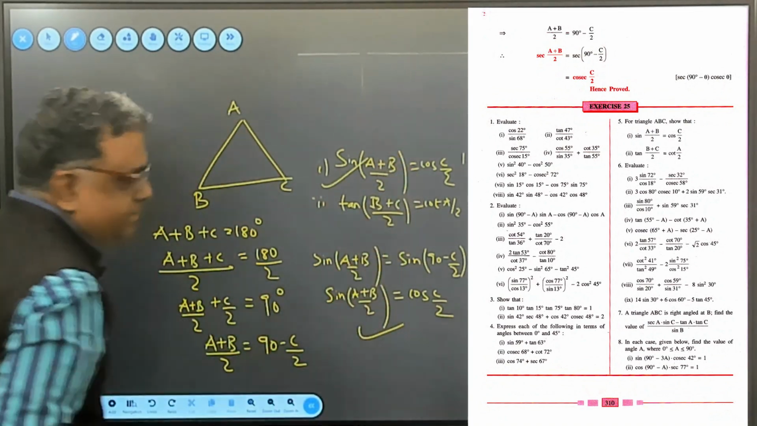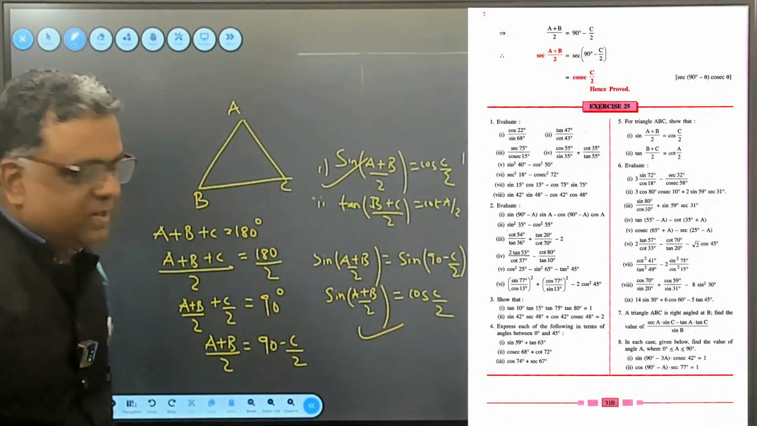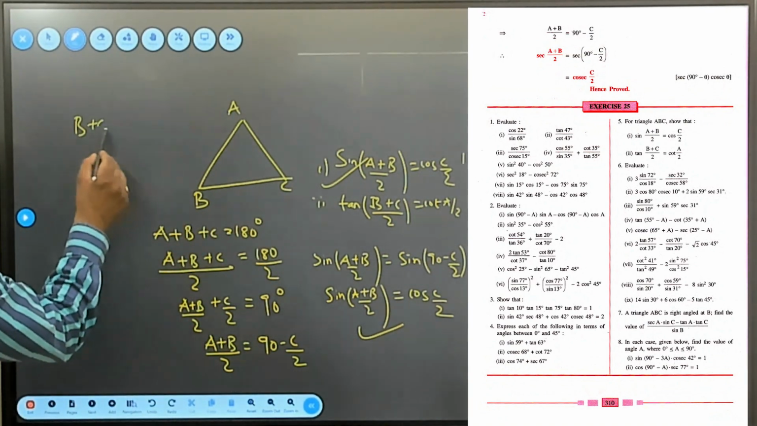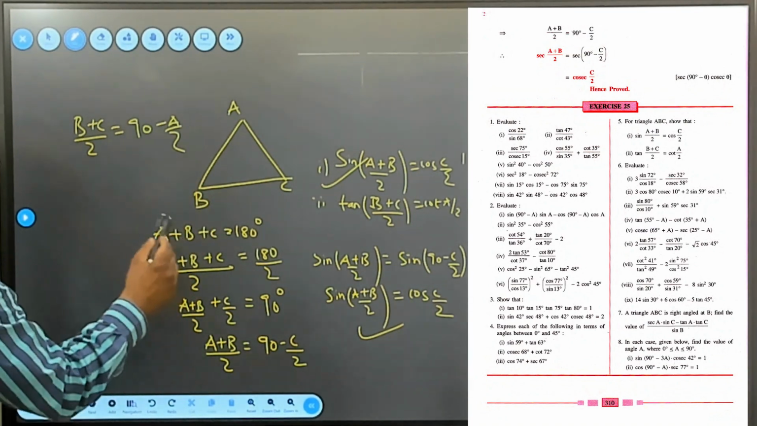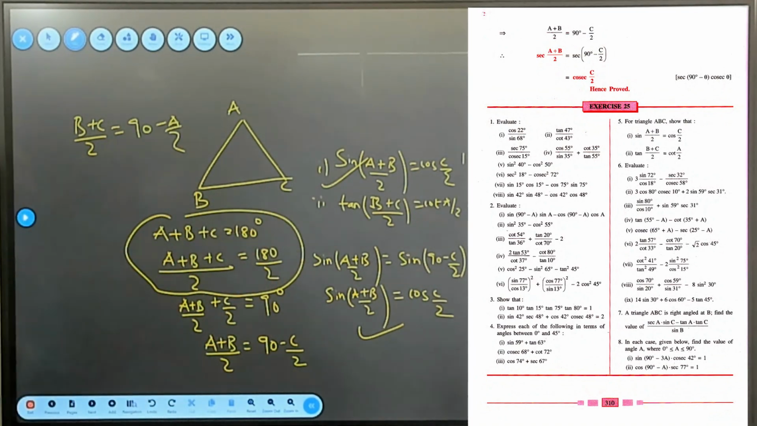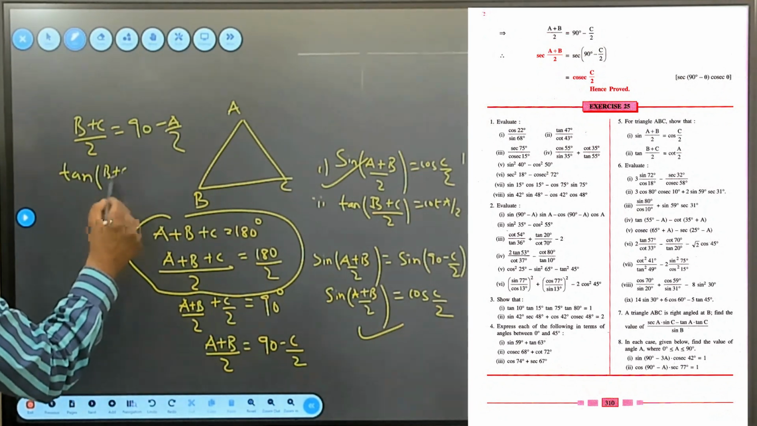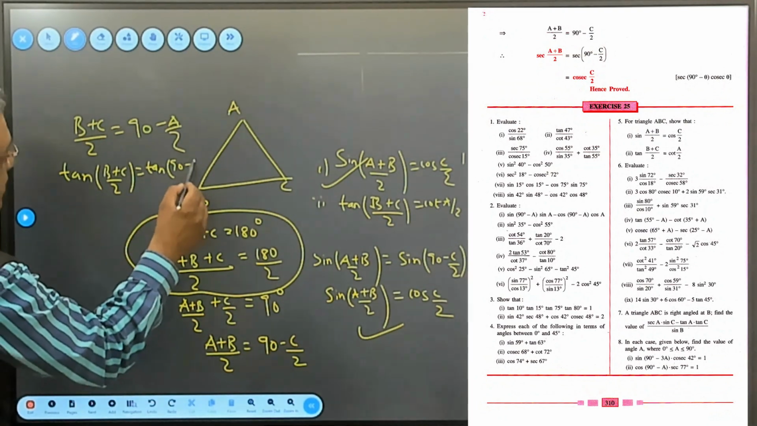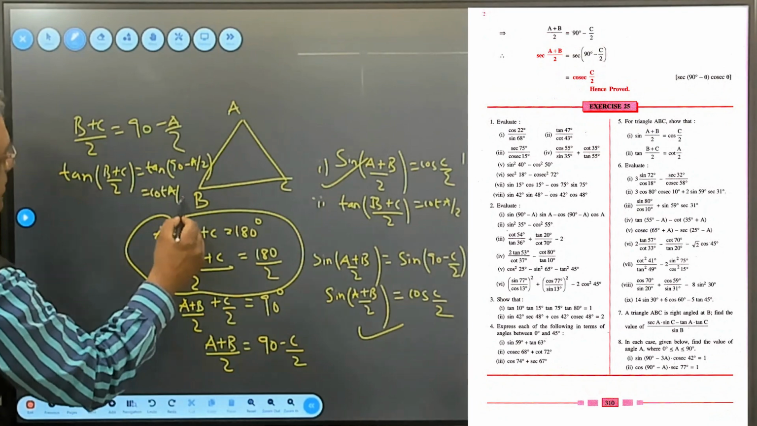Same way we can prove tan (B plus C) by 2 is cot A by 2, because I can put B plus C by 2 in a triangle as 90 minus A by 2, which means tan of (B plus C) by 2 should be equal to tan of 90 minus A by 2. And what is tan of 90 minus A by 2? Cot of A by 2. So I've proven that also. Understood?